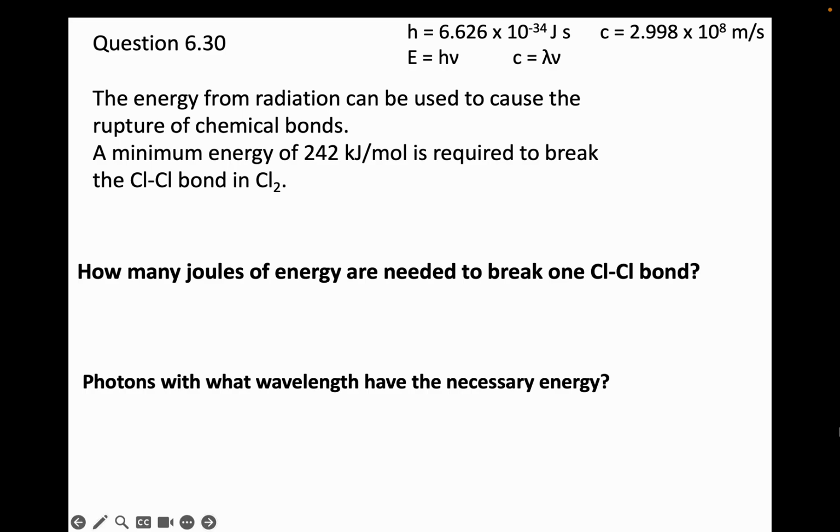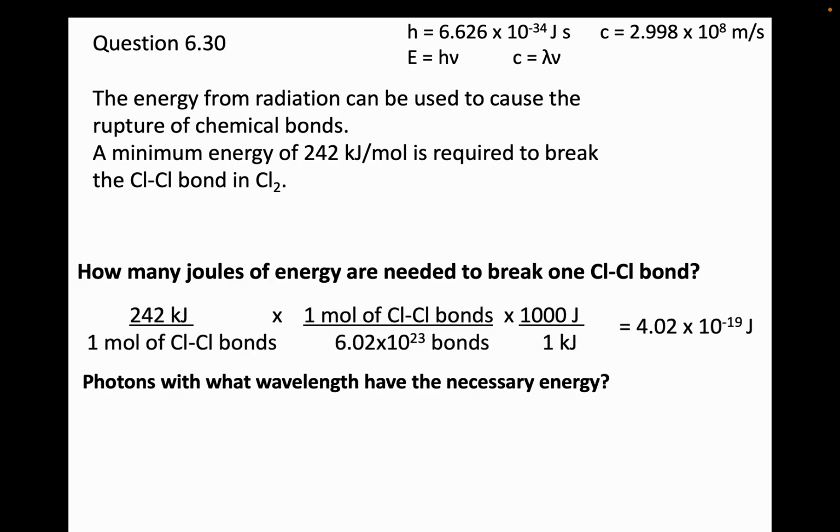I say break just one chlorine-chlorine bond because this is the energy for a mole's worth. How much would it take to break just one? So we see that 242 kilojoules corresponds to breaking 1 mole of chlorine-chlorine bonds. That 1 mole has 6.02 times 10 to the 23rd bonds in it. Then let's convert between joules and kilojoules.